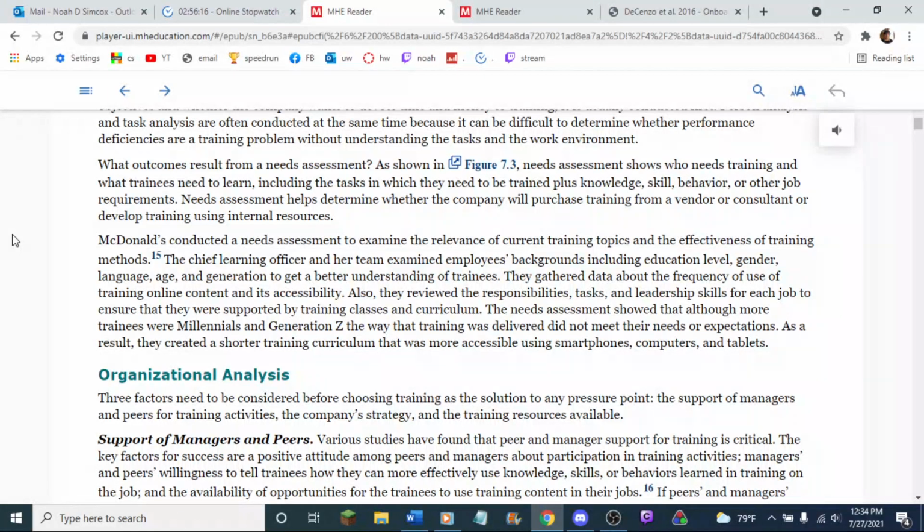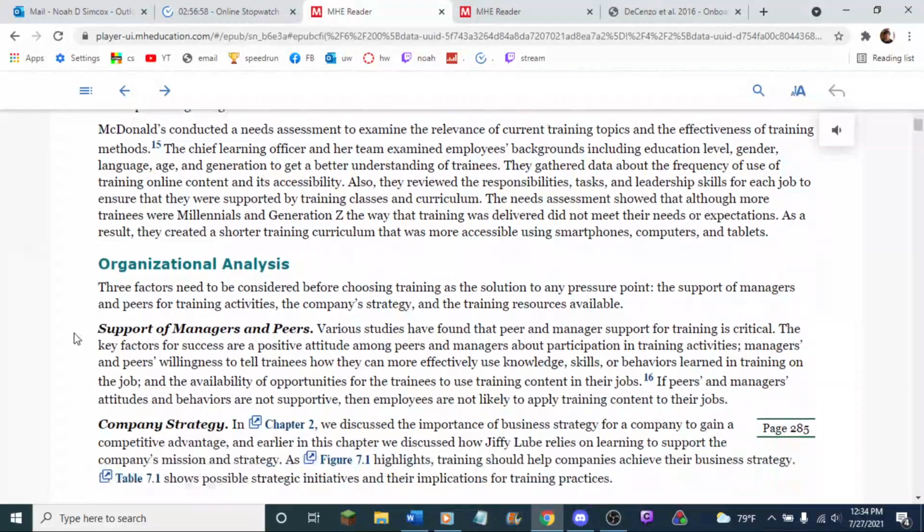The chief learning officer and her team examined employees' backgrounds, including education level, gender, language, age, and generation. To get a better understanding of trainees, they gathered data about the frequency of use of training online content and its accessibility. They reviewed the responsibilities, tasks, and leadership skills for each job to ensure that they were supported by training classes and curriculum. The needs assessment showed that although more trainees were millennials and Generation Z, the way the training was delivered did not meet their needs or expectations. As a result, they created a shorter training curriculum that was more accessible using smartphones, computers, and tablets.